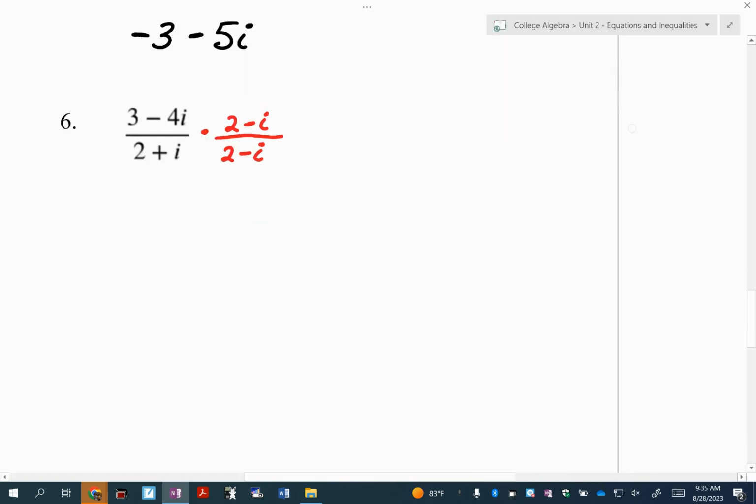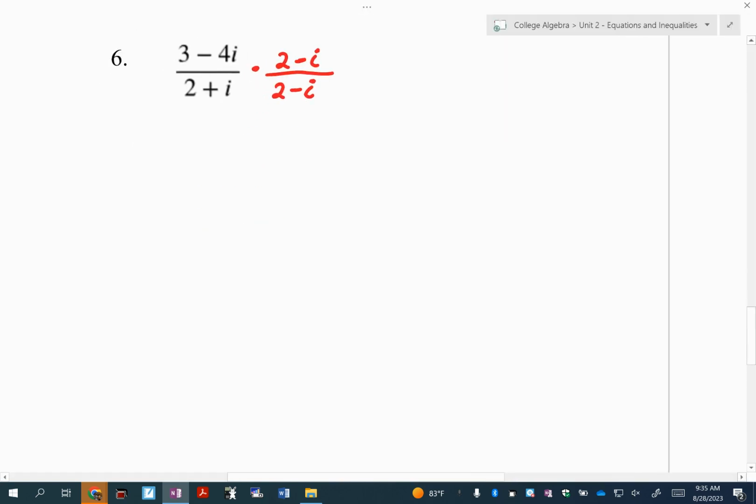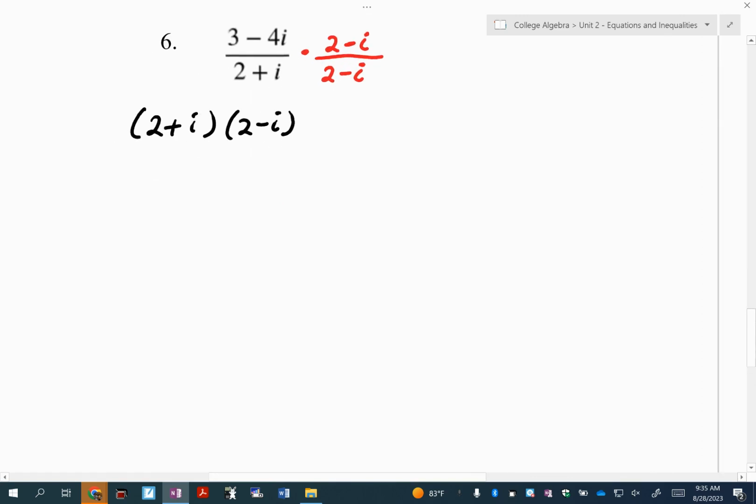So I'm going to do two separate multiplications here. So 2 plus i, times 2 minus i. 2 times 2 is 4. 2 times negative i is negative 2i. i times 2 is positive 2i. And then i times negative i is negative i squared. You already notice that my middle pieces are going to make 0.